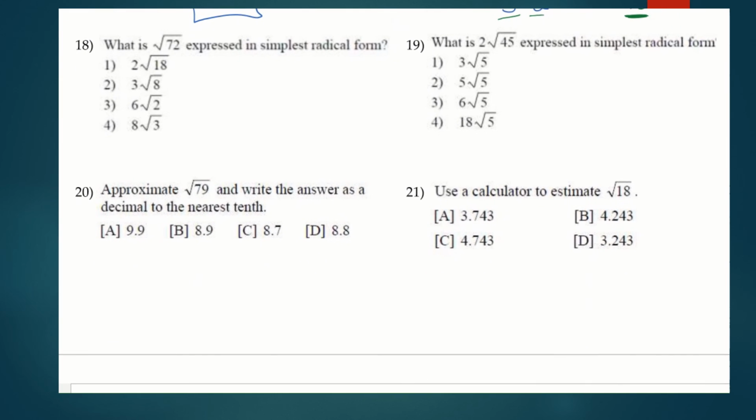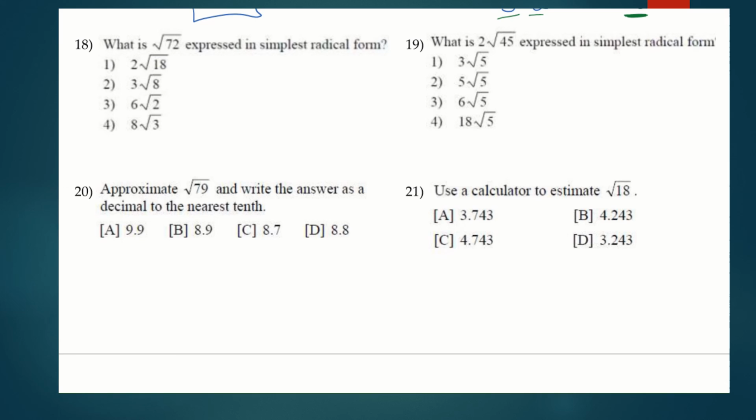What is the square root of 72 expressed in simplest radical form? Again, don't look at the answer options just yet. Let's actually do this ourselves first. So the square root of 72, again, my mind immediately goes to 9 times 8, but guess what? 9 is not the largest perfect square that's a factor of 72. But 36 is. Remember, you can take 36 times 2 and you get 72.